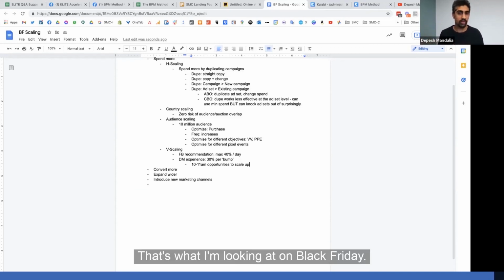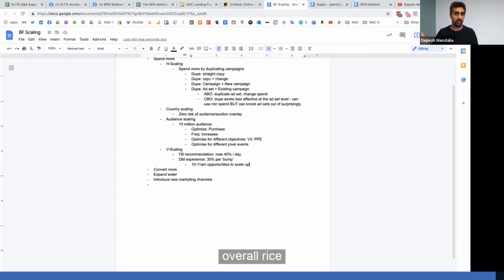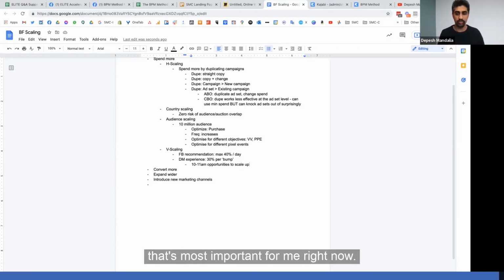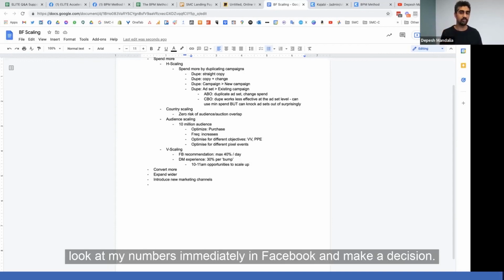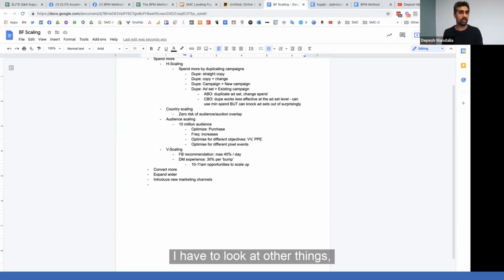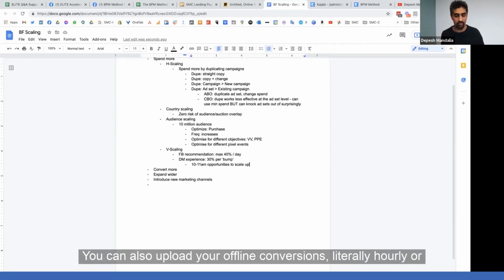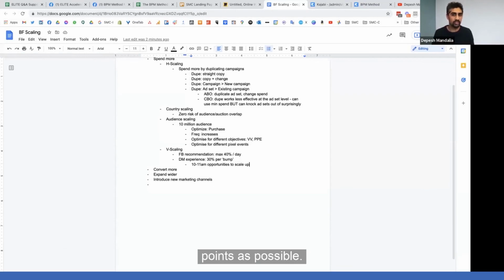That's what I'm looking at on Black Friday. How does my overall ROAS look? What other activity am I pushing out? Because that's the thing that's most important for me. Right now, I can't confidently look at my numbers immediately in Facebook and make a decision. I have to look at other things. I have to look at Shopify and Google Analytics. You can also upload your offline conversions literally hourly or every half an hour if you want, if you don't have the API. So I'm using as many data points as possible.